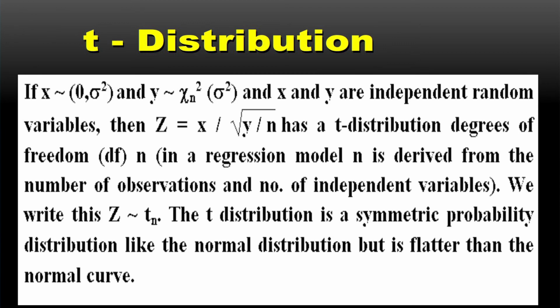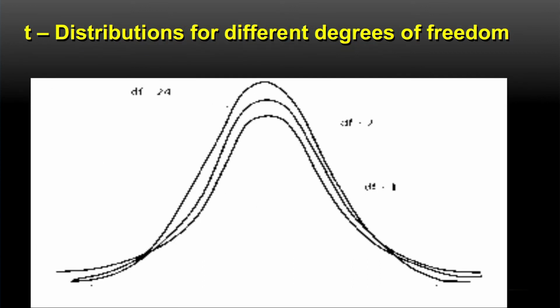The t distribution is a symmetric probability distribution like the normal distribution, but is flatter than the normal. Let us see the following diagram. It shows the t distribution curve. The t distribution is a symmetric probability distribution like the normal distribution, but is flatter than the normal.